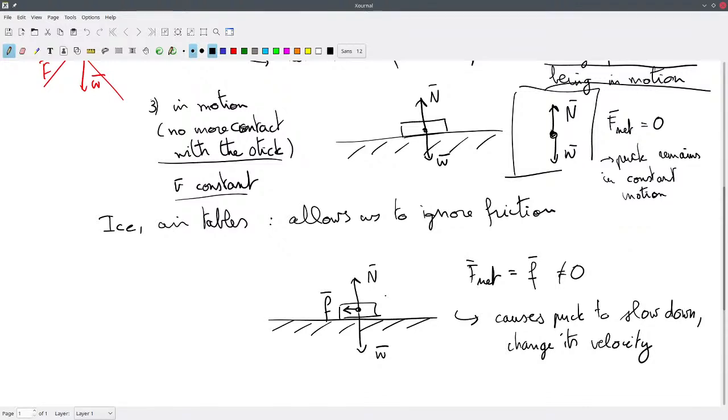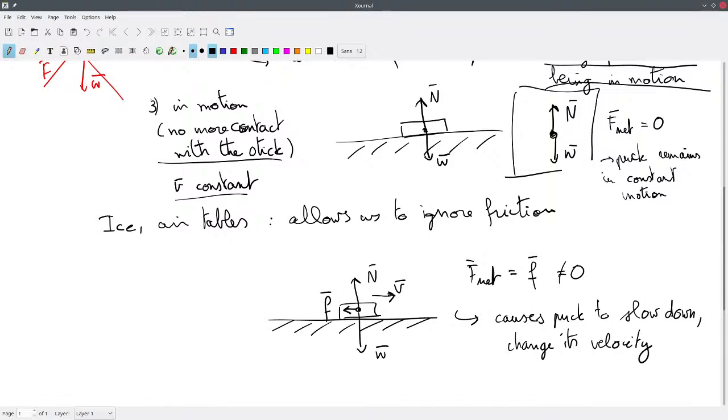One thing you'll see sometimes is that in these diagrams, we'll also draw the velocity to indicate that in this case the puck is going in this direction, and the friction is pointing in the opposite direction. Friction is always going to be pointing in the opposite direction as the velocity, because friction tries to stop the velocity, not help the direction of the velocity.